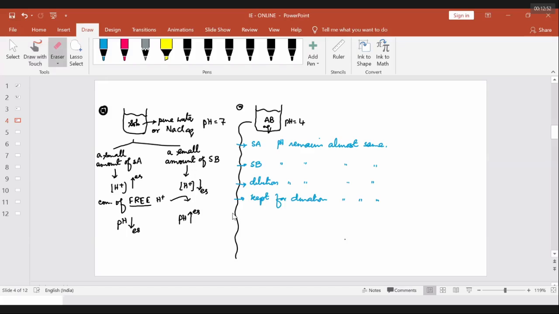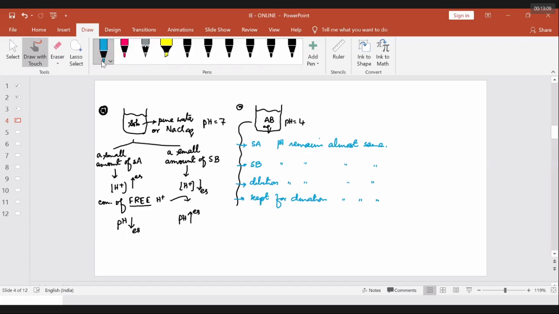Why are the previous two solutions supposed to have a change in their pH value? Why is this solution not having a change in pH value upon all these aspects? Remember that. Why it is going on, we'll discuss later on. First of all, try to understand who this fellow is.